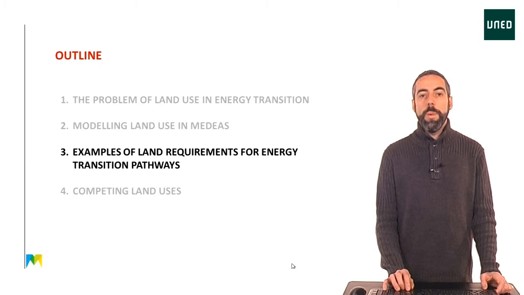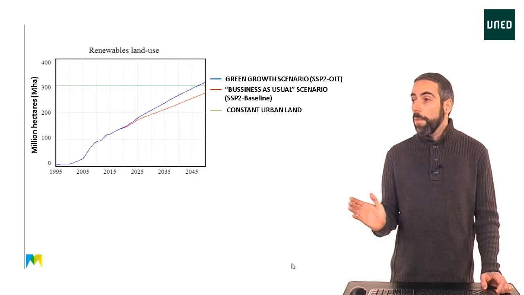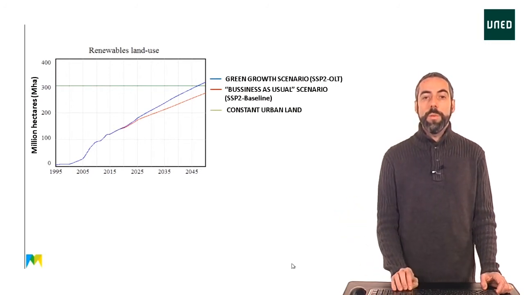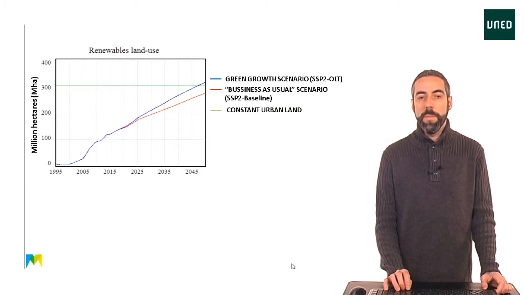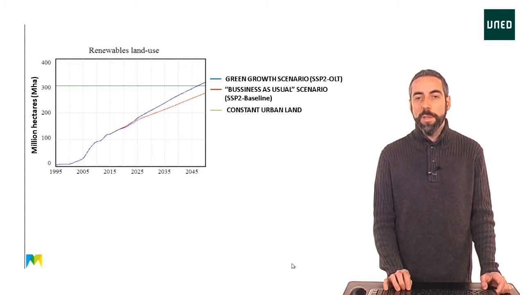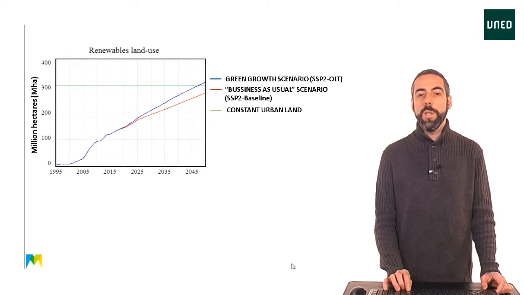Following are two examples of land requirements of energy transition pathways. This is a graph illustrating results for two examples. An example using the business as usual scenario corresponding to the IPCC SSP2 baseline scenarios, just expanding current patterns, and another one using a green growth scenario corresponding to the IPCC SSP2 OLT scenario, showing a higher effort to develop a renewable energy mix for electricity production starting in 2020.